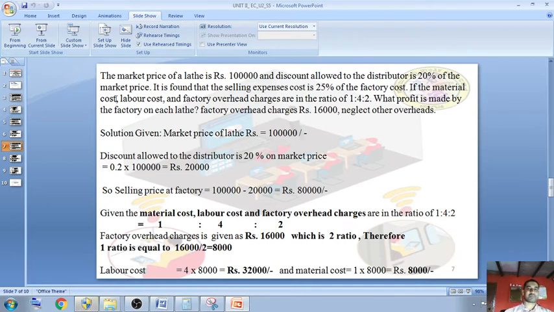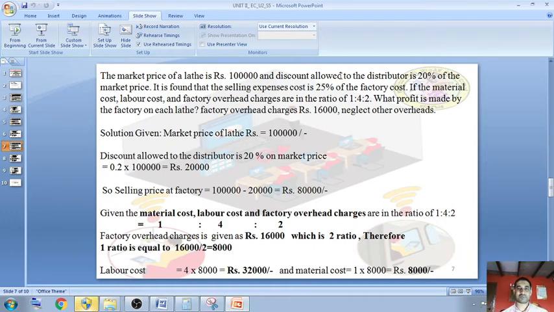So next, the market price of the lathe is 1 lakh rupees, and the discount allowed to the distributor is 20%. This problem is similar to the earlier problem we have solved. Discount allowed is 20% of the market price. It is found that the selling expenses cost is 25% of the factory cost. If the material cost, labor cost, and the factory overhead charges are in the ratio of 1:4:2, what profit is made by the factory on each lathe? The factory overhead charges is 16,000. Neglect the other overhead.